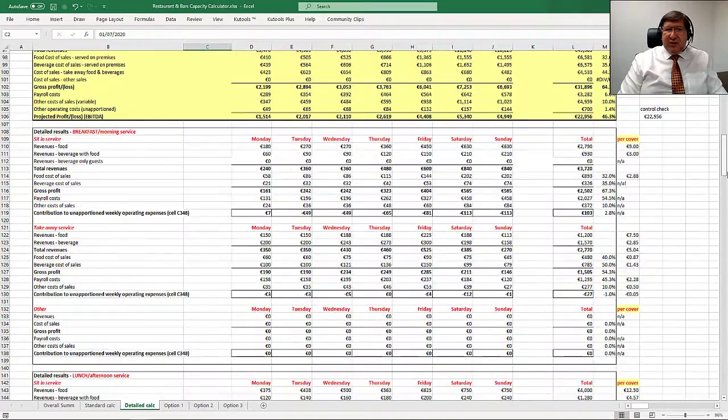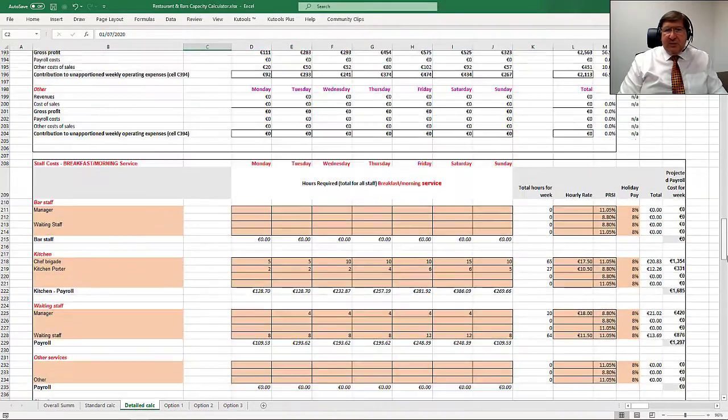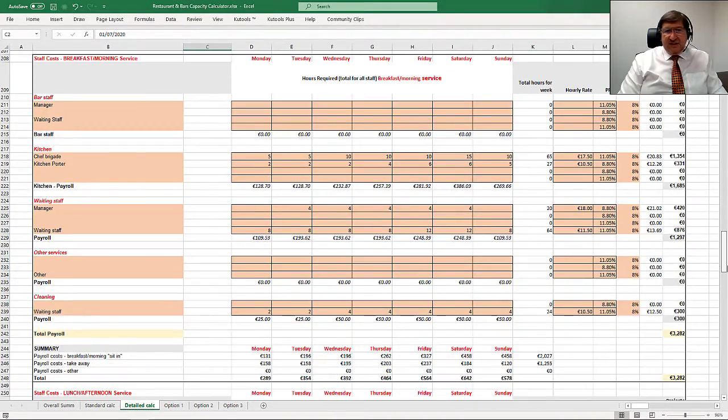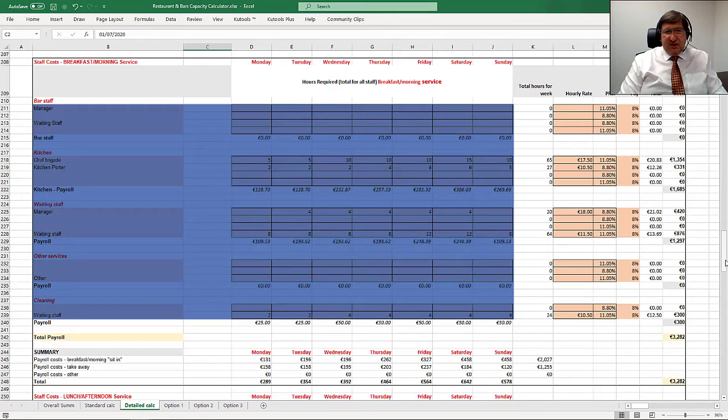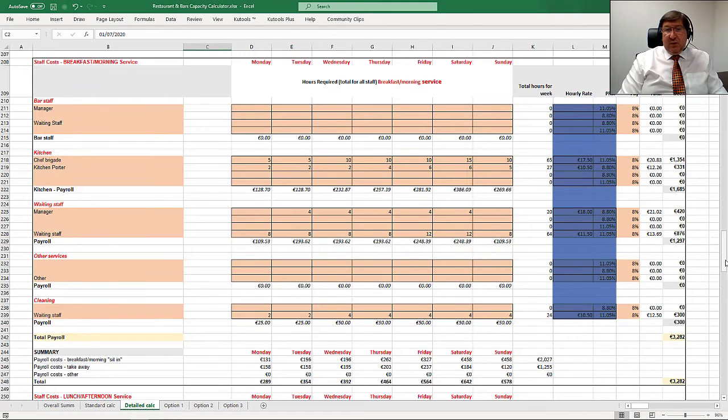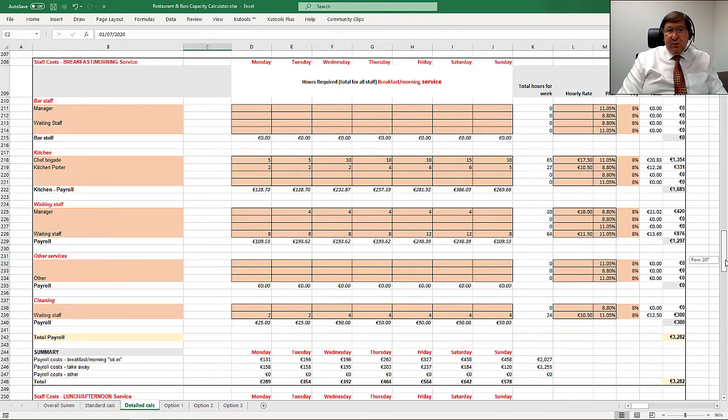The next action is to enter payroll costs, and there are two methods for doing so. Ideally, you should enter the number of employee hours per day by staff category or rate of pay in this section of the sheet. This information should be entered separately for each of breakfast, lunch, and dinner service. You must match hourly rates of pay with the appropriate PRSI rate and enter both in the relevant columns. There is no need to enter every staff grade.